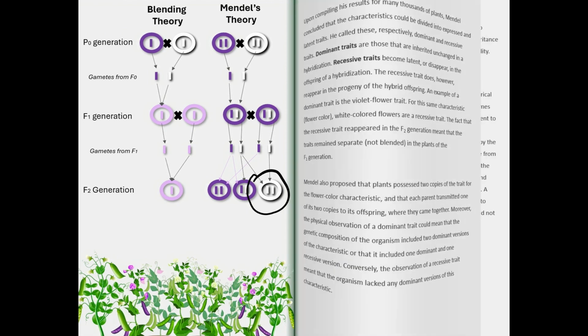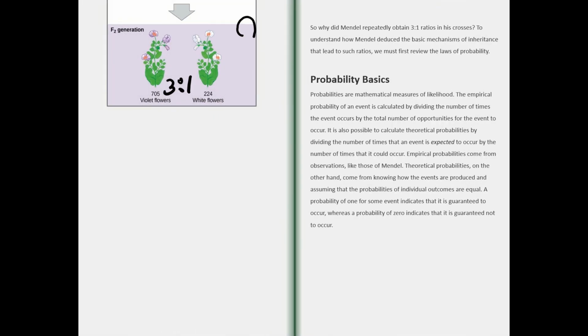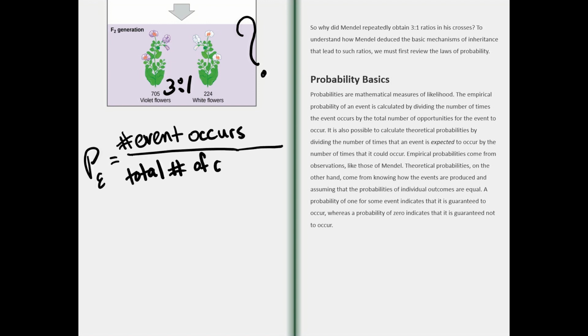So, why did Mendel repeatedly obtain 3-to-1 ratios in his crosses? To understand how Mendel deduced the basic mechanisms of inheritance that lead to such ratios, we must first review the laws of probability. So, probability basics. Probabilities are mathematical measures of likelihood. The empirical probability of an event is calculated by dividing the number of times the event occurs by the total number of opportunities for the event to occur, right?